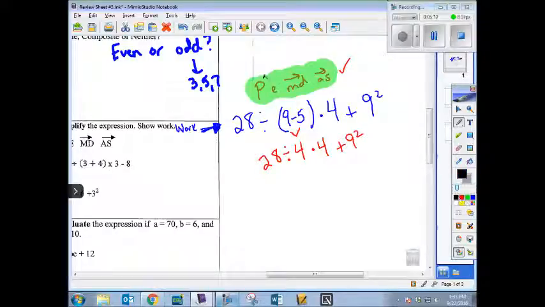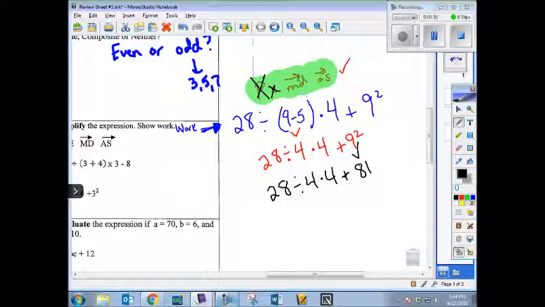Now, are there any more parentheses? No. Now I'm on to exponents. Okay, well, I'm going to take care of these exponents. Be careful. This is not 18. It's not 9 times 2. It's 9 squared, which means 9 times 9, which is 81. Now I'm going to bring down 28 divided by 4 times 4 plus 81. Now I'm done with the exponents. See how I rewrote everything?